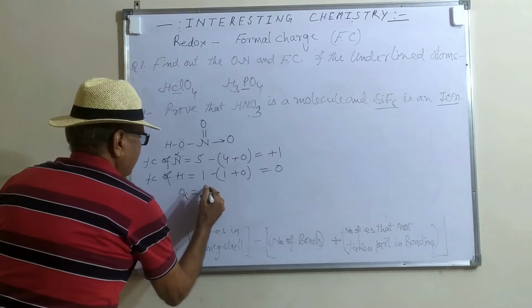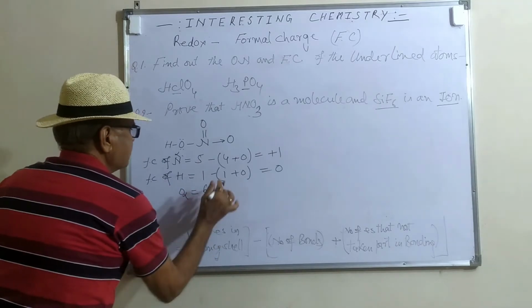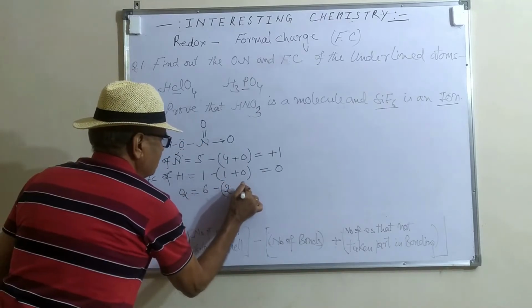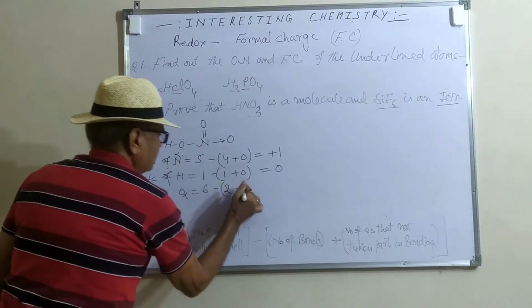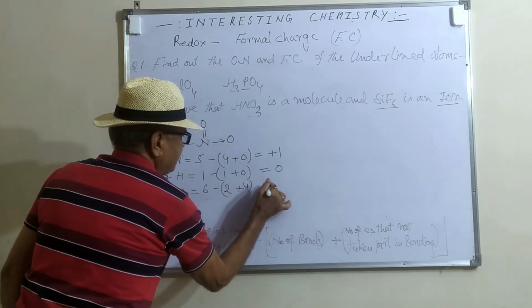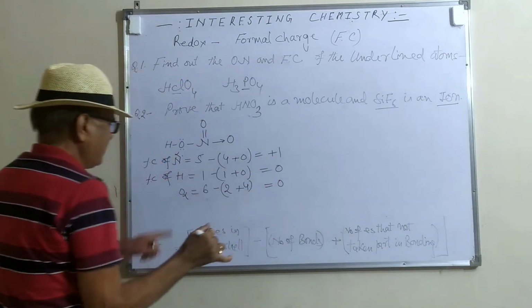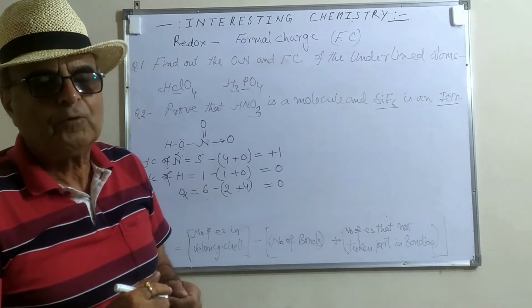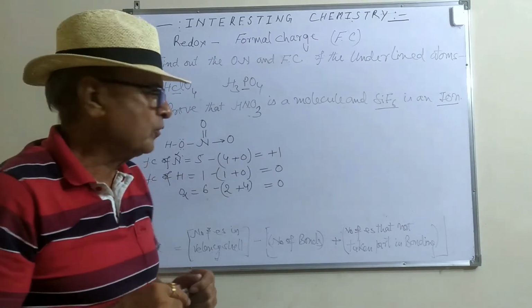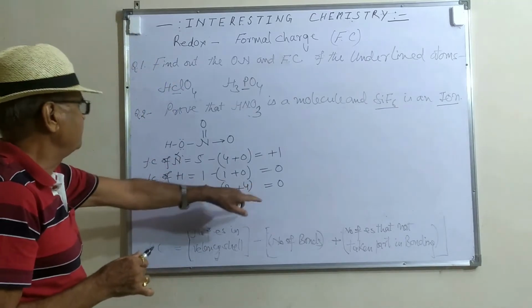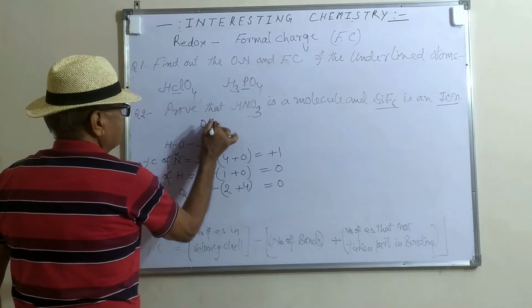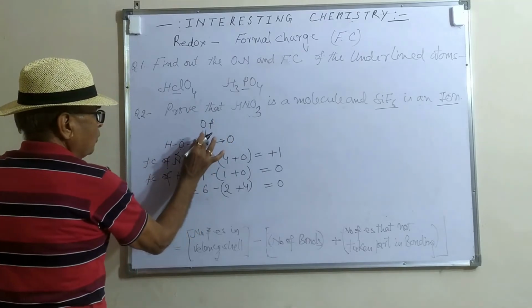There are 6 electrons in the valency shell, minus 2 bonds, plus 4 electrons that have not taken part in the bonding. So here O alpha is 0. The formal charge on alpha oxygen is 0. Now come to, suppose this is beta oxygen. This is beta 2 oxygen.